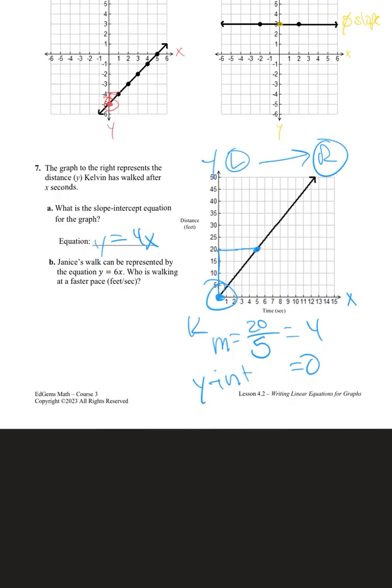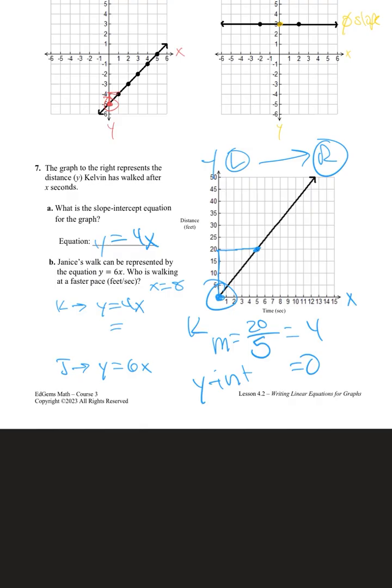So Kelvin's equation is y equals 4x, and Janice's equation is y equals 6x. So choose a number, whatever value you want for the time. So let's say you choose 8, right? So we're going to say x equals 8 in this case. So we're going to plug 8 into the value for x.